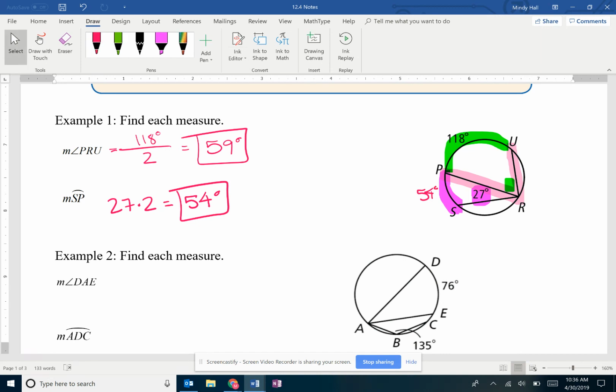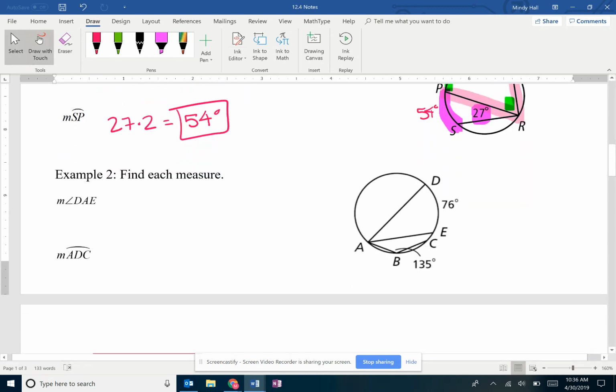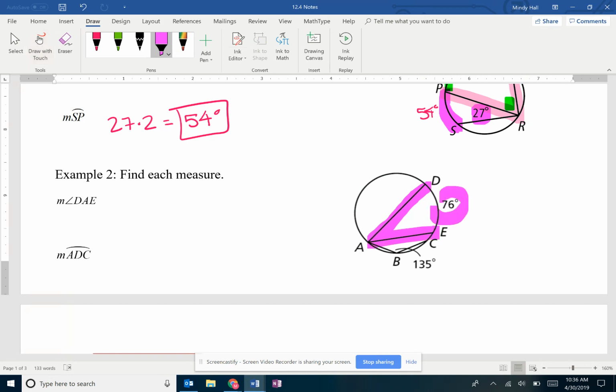Okay, so looking at example 2, you can go ahead and try it if you want to pause the video, if you think you have it. For angle DAE, D to A to E, we are looking at this arc, the 76 degrees. So we have 76 divided by 2, because the angle is half the arc, and that gives us 38 degrees.